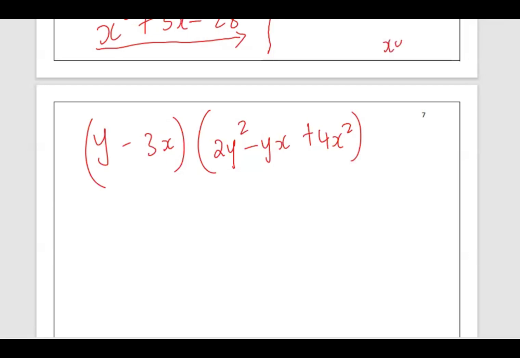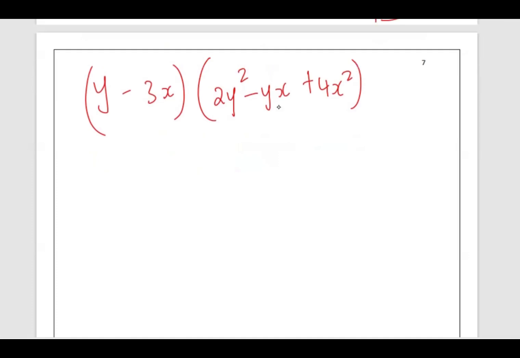Now, before we even answer this, we need to correct something. We know that xy is the same as yx at our level. Okay, so let's do the opening up nicely. So it's gonna be this y times this. We're gonna get 2y cubed, okay? And then this y multiplied by the second term, that's gonna be negative y squared x. And then this y multiplied by the last term, we get a positive 4x squared y.